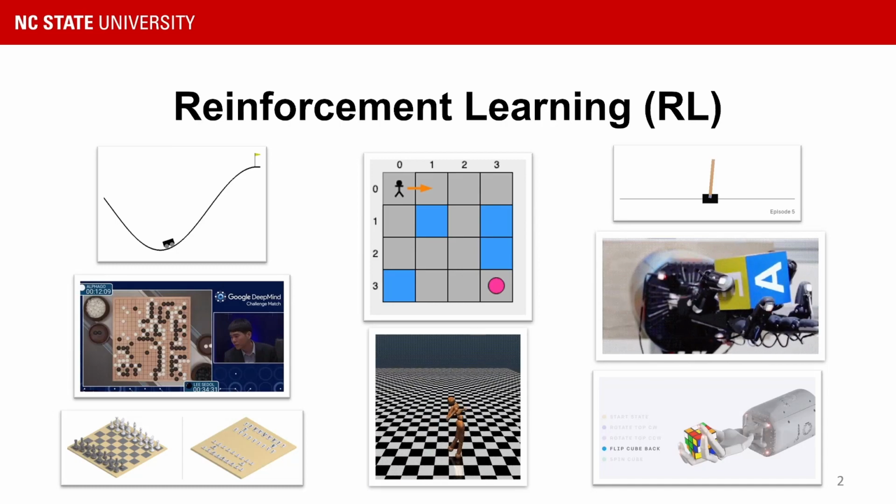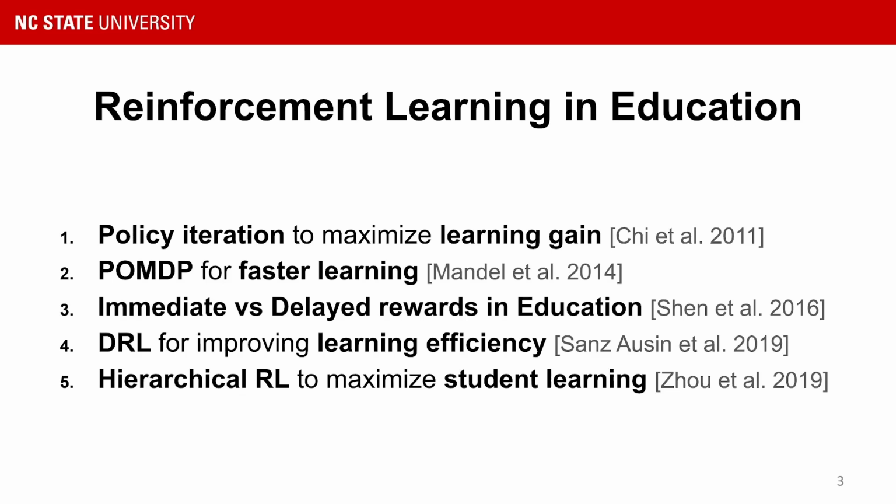Reinforcement learning has also been used in educational domains. Chi and others applied policy iteration to maximize learning gain. A partially observable Markov decision process framework was also used to achieve faster student learning by Mandel and others. Shen and others, who investigated the effectiveness of immediate and delayed rewards on the policies used in educational systems, concluded that immediate rewards were more effective at improving student learning. Other papers have also applied deep RL or hierarchical RL techniques to improve student learning in intelligent tutoring systems.